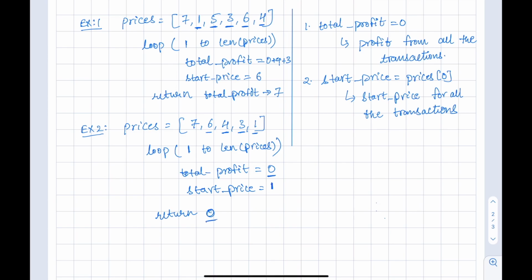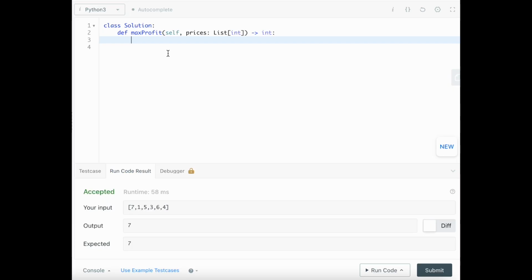So I hope you got an understanding of how to update the start price and also the total profit and add up the total profit. So let's quickly code this up. It's going to be very easy. Let's start by creating 2 variables. Total profit: you are going to store the profit from all the transactions, and you are going to initialize this one with 0. And the other is start price. Start price, you are going to initialize with prices of 0. So that is the starting price for all of the transactions.